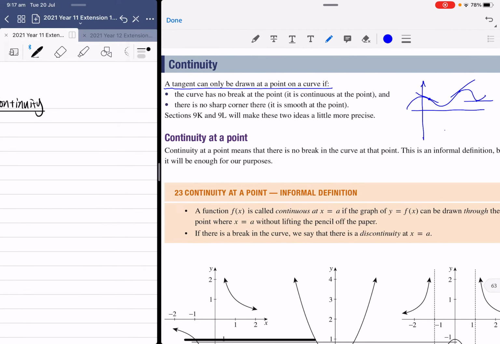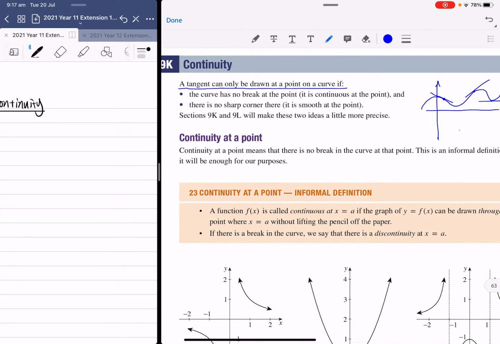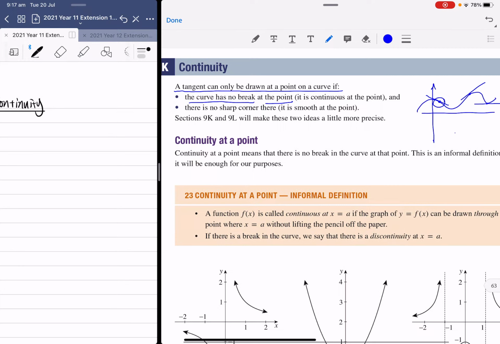Okay, but remember this, we can only draw the tangent if the curve has no break at that point. So it is continuous at this point. It's a smooth, continuous curve at that point, so that you can draw a tangent through. Obviously, if it's not a continuous point, you can't draw a tangent because that point does not even exist. And there is no sharp corner or sharp turning point there. So it must be a smooth curve at that point.